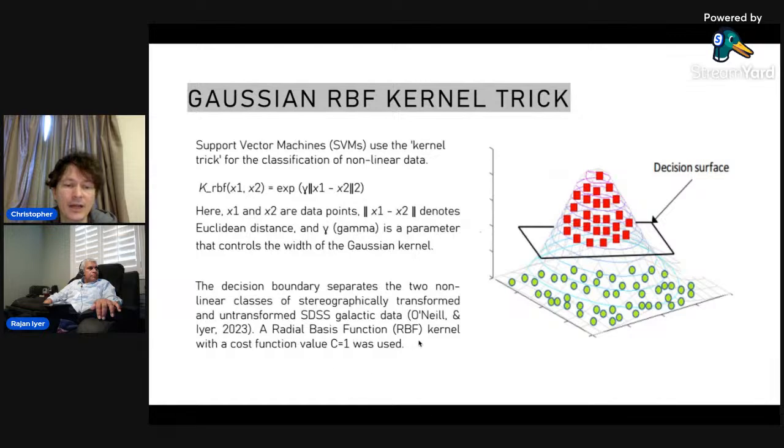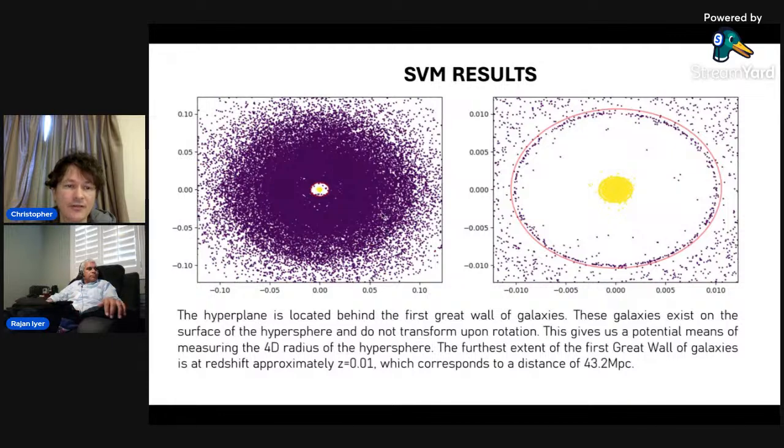So we use the radial basis function kernel and a cost function of C = 1. And the results are as follows. Obviously the dark purple galaxies are the untransformed data points from the DSS catalog, and the yellow ones are the transformed ones. So they've been scaled and rotated. And we can see that the red line here, the cost function of 1, is the decision boundary between the two classifications.